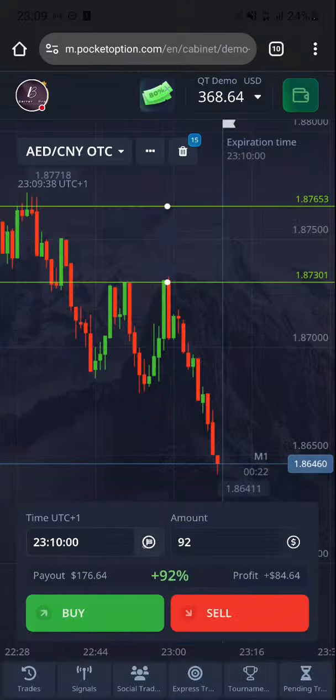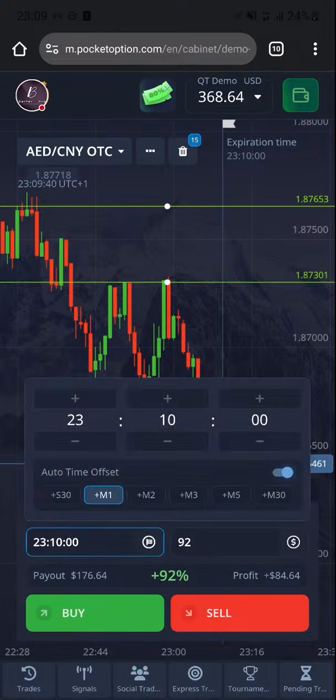So we're using the flag mode and 1 minute time frame.